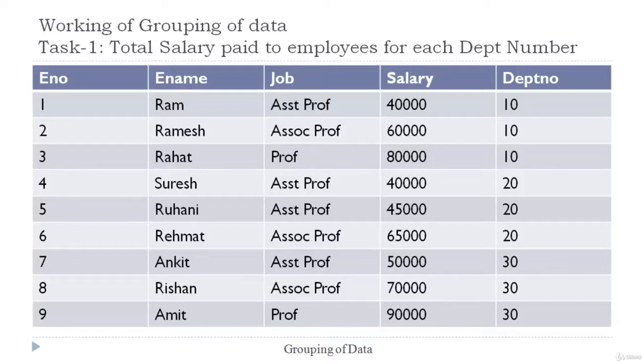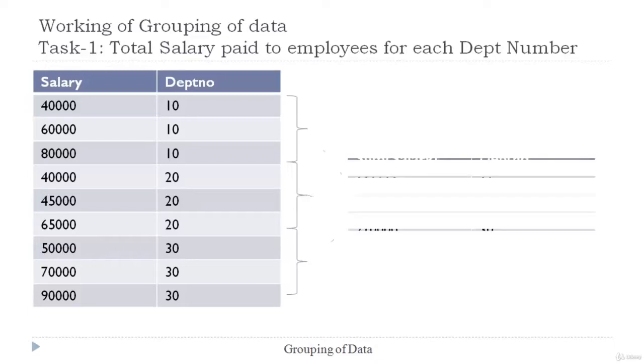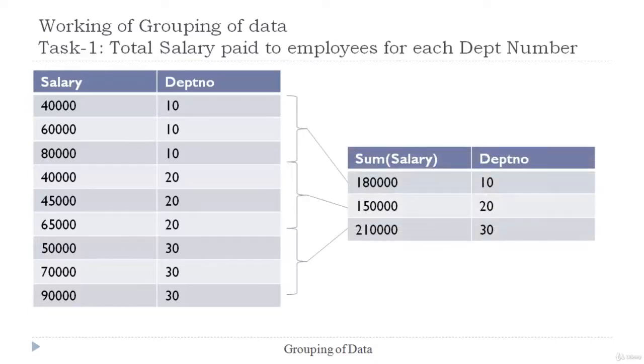There are 3 records for department number 10, 3 records for department number 20, and there are 3 records for department number 30. To display total salary for each department, salary and department number column play important roles. So let us simplify this data by selecting these 2 columns. Then grouping will be performed on department number column, and 3 groups will be created, one for department number 10, another for department number 20, and third group for department number 30. Then some function will be applied on each group to find total salary for each department as shown here.